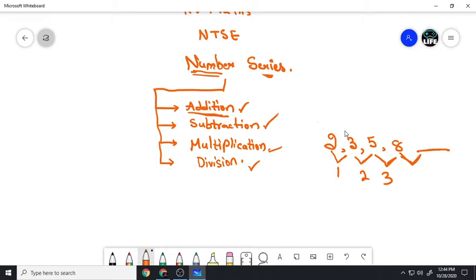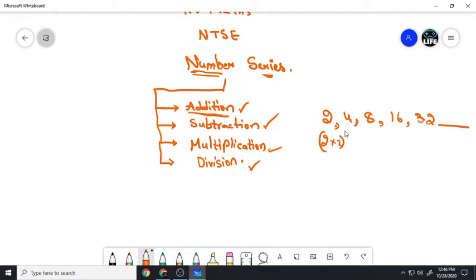So what will be the next number? If they ask you like this, it's very simple. As you can observe, 2 twos are 4. So 2 into 2 is 4, and 4 into 2 is 8. So 8 into 2 is 16, and 16 into 2 is 32, and 32 into 2 is 64. So the answer is 64. Very simple sums. The only thing you need to find is which series is there between the two numbers. So that's what you need to observe.